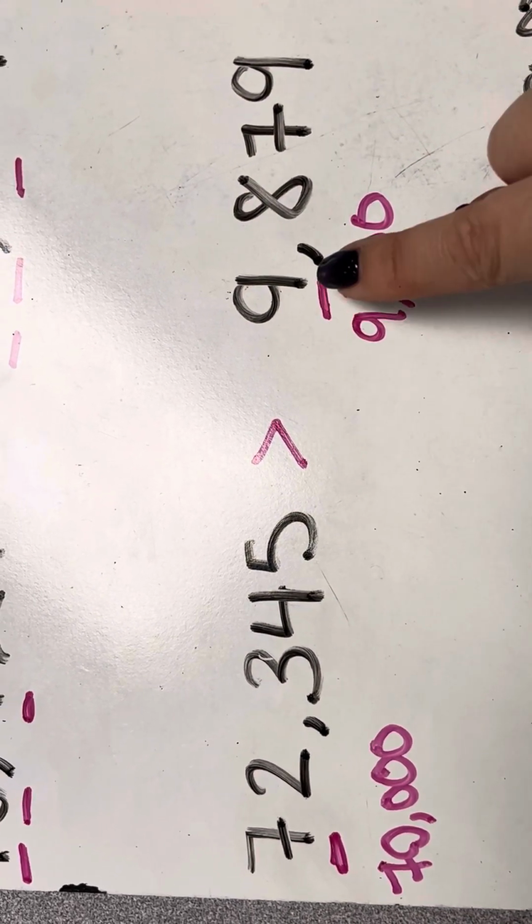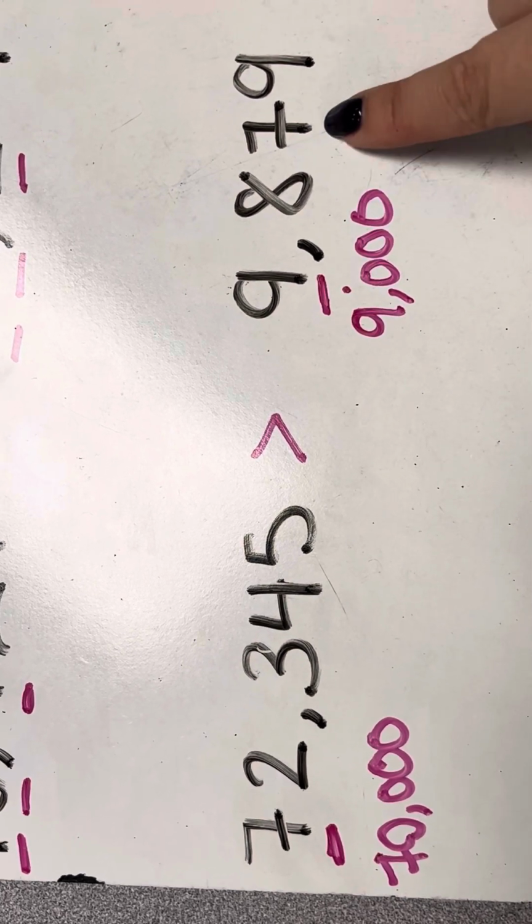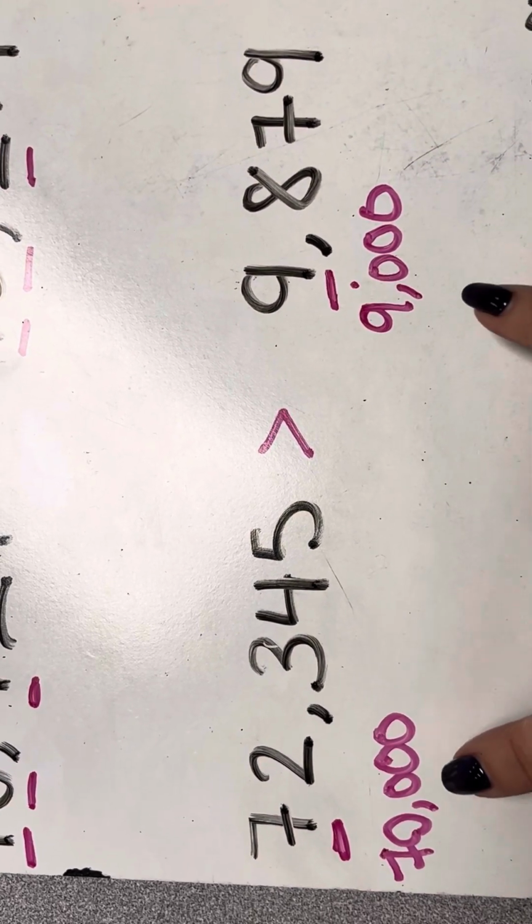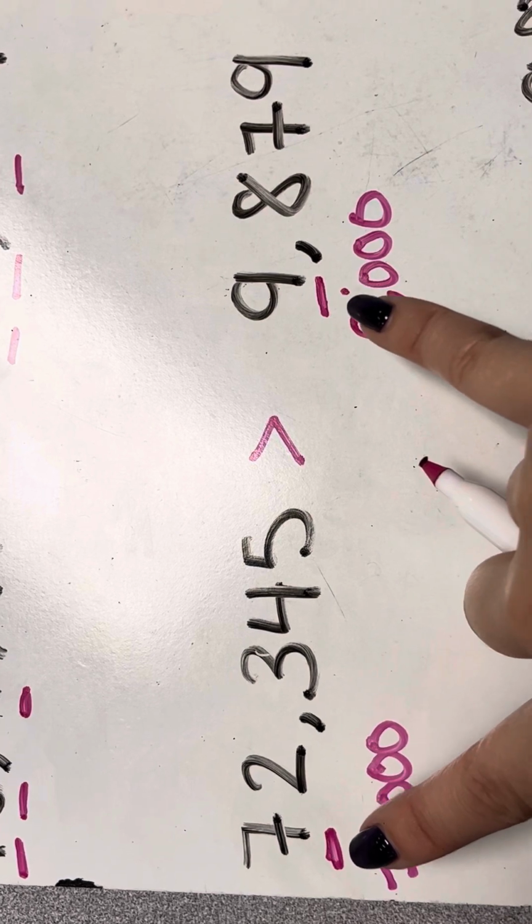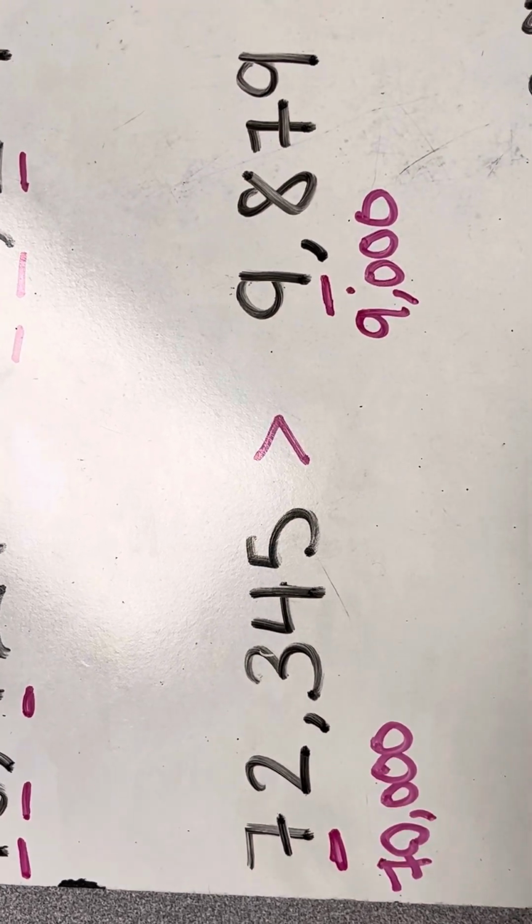Since I know that this is actually a 70,000, I know that 72,345 is greater than 9,879. I have to make sure I'm looking at not only the digit in the highest place value, but that the place values I'm comparing are the same.